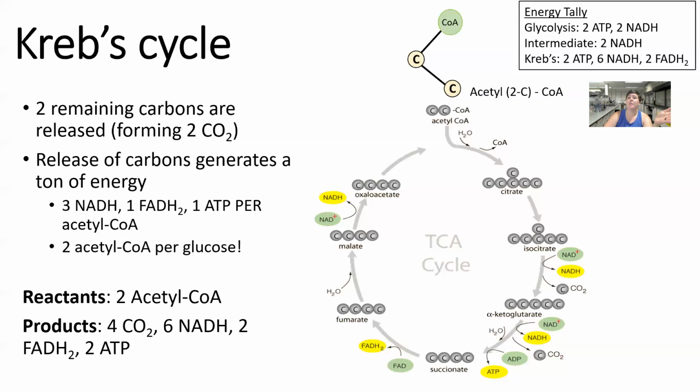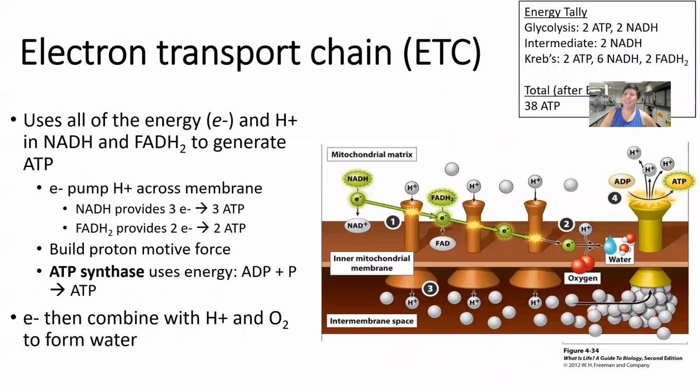Notice that after the Krebs cycle, we have nothing left of our initial carbon compound. We have completely oxidized it. We've got rid of all the carbons, we've got rid of all the bonds. All we are left with are the electrons that were carried in those bonds. Now, what are we going to do with those electrons? Well, we take them to an electron transport chain.